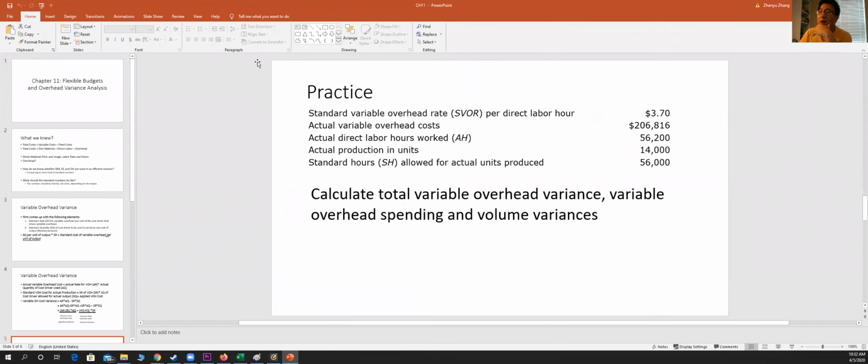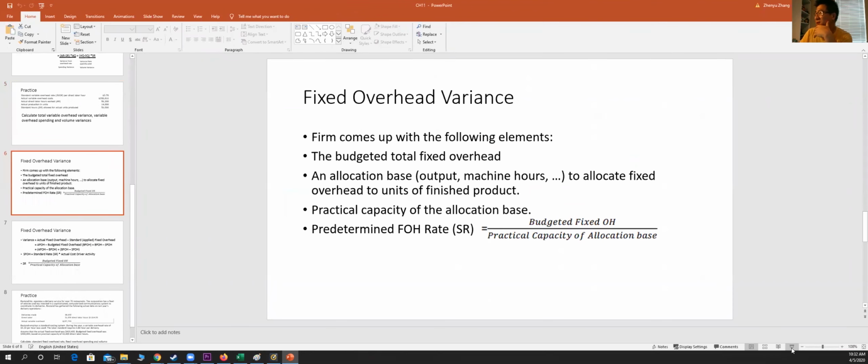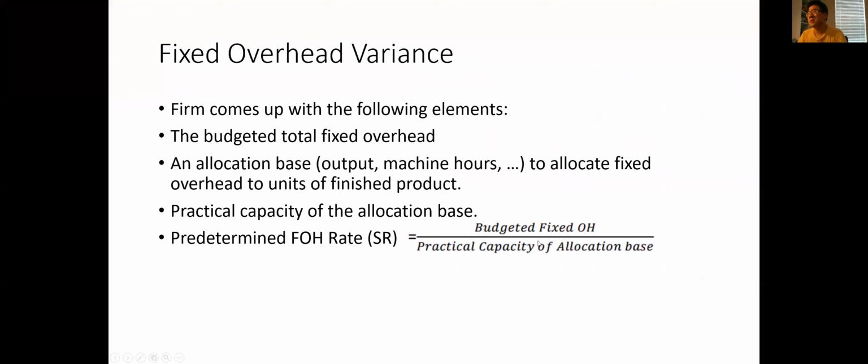So this is for variable overheads, and we all know that we still have to worry about fixed overhead. For fixed overhead, it seems improper to still try to get a rate. Why? Because fixed overhead, by definition, the total amount doesn't change. While when production varies, the per unit, per product fixed overhead will vary. So it's a little bit different, right?